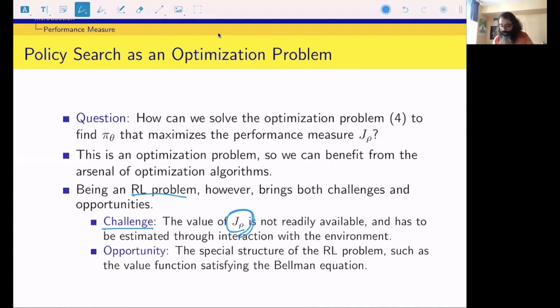But the opportunity is that we have a lot of structure in the value function. In a reinforcement learning problem, for example, the value function satisfies the Bellman operator. We are still talking about maximizing the value of a policy, so maybe we can benefit from these properties of value to design more elegant algorithms that are tailored to the RL problem.